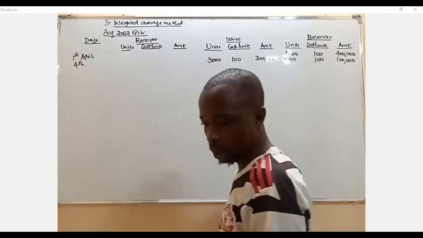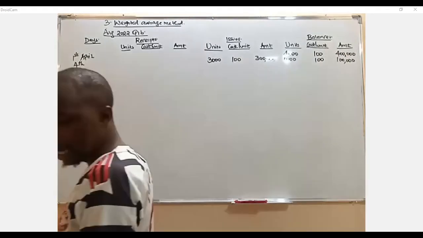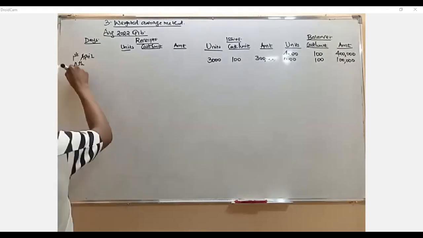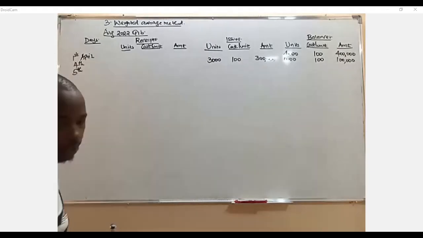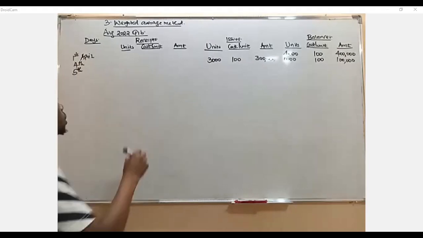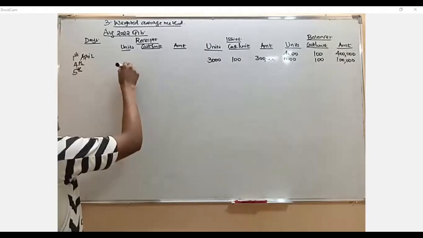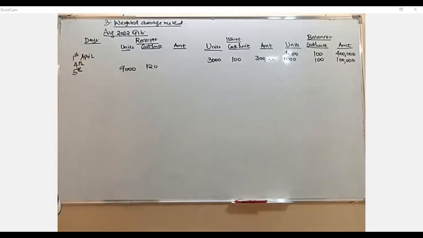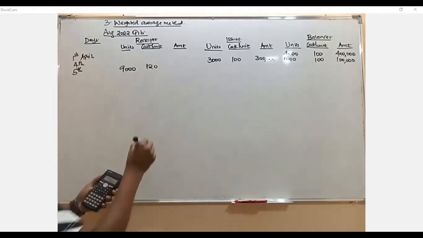So let us shift our gears to date 5. 9,000 units at 120 per unit. So on 5th we purchased 9,000 units at 120. How much are we getting here? Right, 9,000 by 120, getting 1,080,000.